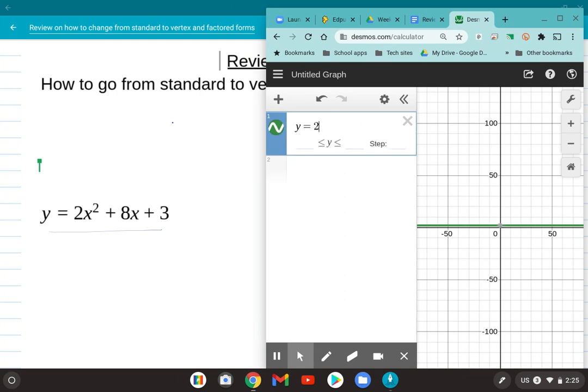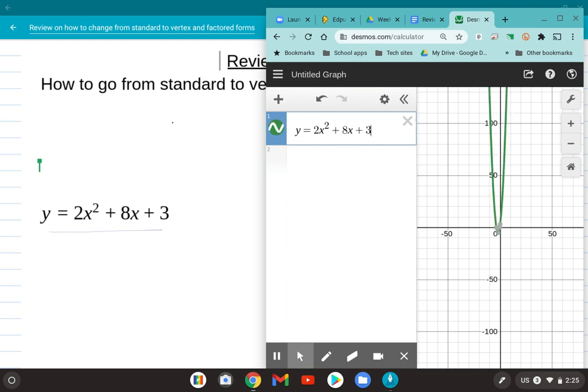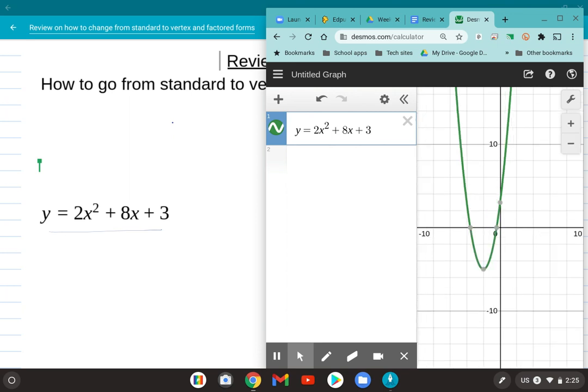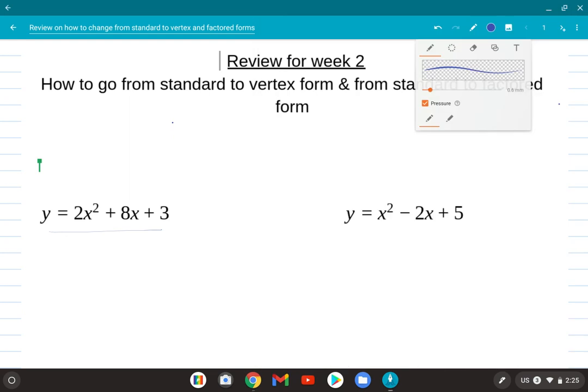So y equals 2x squared plus 8x plus 3. And my graph is way too far out, so I'm going to click the home button. The first one we're going to do is go to vertex form. So here's the vertex, and I can find my vertex is (-2, -5).